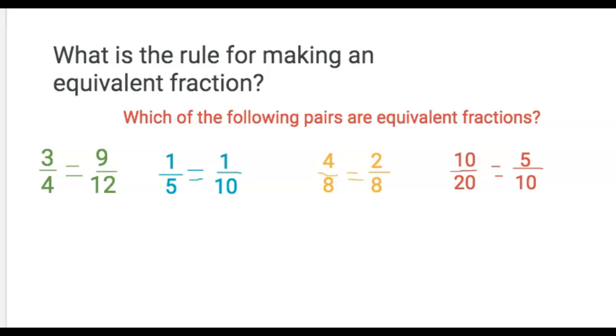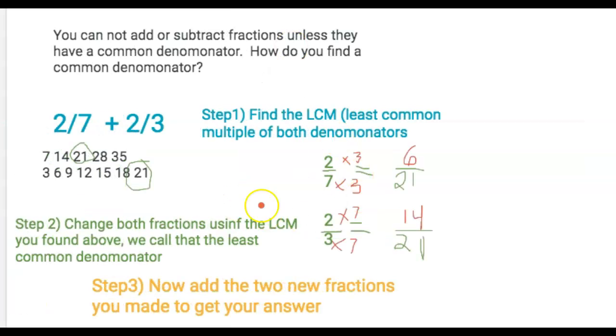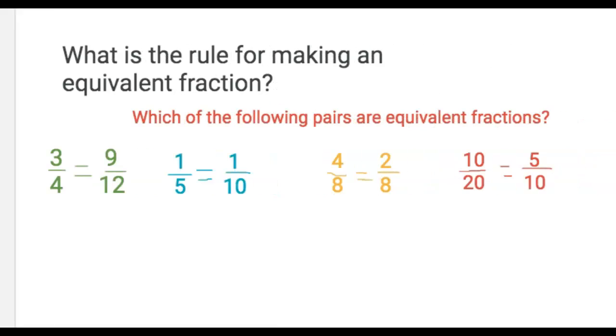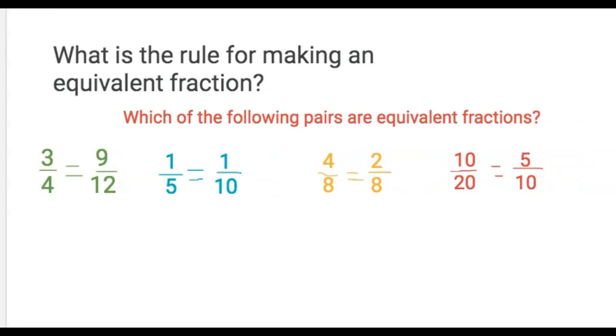All right. So what is the rule for making an equivalent fraction? If we go back on this page for a second, when I changed these two, I made an equivalent fraction with a denominator of 21. So these two fractions are actually the same amount, just using different size pieces. And these two fractions are actually the same amount, just using different size pieces. So I can make equivalent fractions by changing the top and the bottom number by the same amount. And you can only make equivalent fractions by multiplying or dividing.